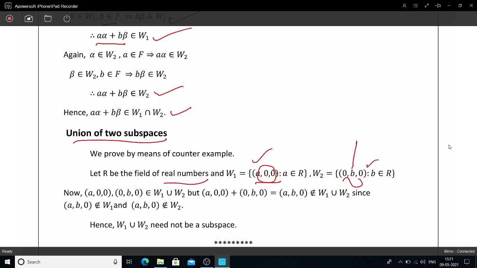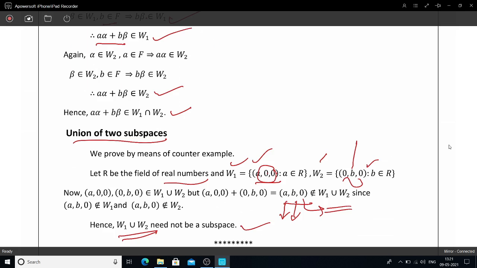If I add these two, we get an ordered triple where the first one is non-zero, the second one is also non-zero, whereas the last element is 0. It is against W1 and W2. That means it does not belong to W1 union W2. This shows that the union of two subspaces need not be a subspace. This completes the proof for the union of two subspaces.